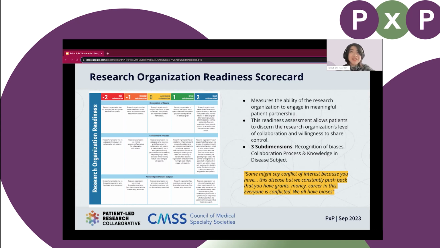This readiness assessment allows patients to really dig into whether the research organization's level of collaboration and willingness to share control works for the patient group. And it also allows the research organization or research team, if you're a PI, to assess whether you have the capacity and the resources in play to really bring patients to the table, and have an ideal collaboration with these groups long term.